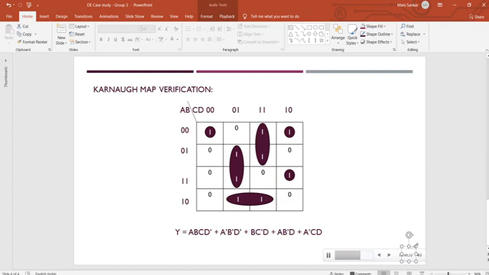Based on this I get an expression of y equal to a b c d dash plus a dash b dash d dash plus b c dash d plus a b dash d plus a dash c d. This is the expression which we found in Karnaugh map verification, which is similar to the Quine-McCluskey values we found in the primitive table. Okay, that's all. Thank you.